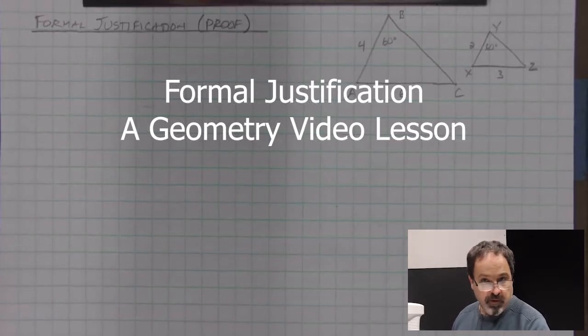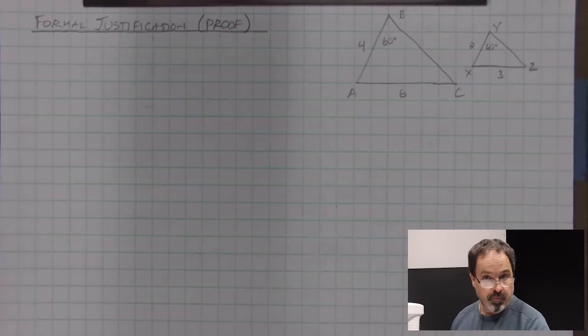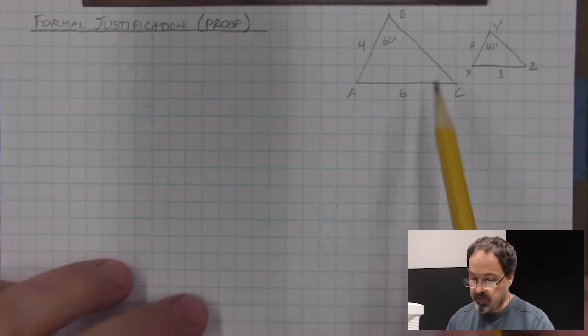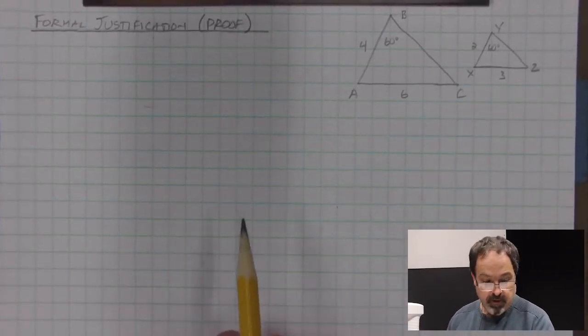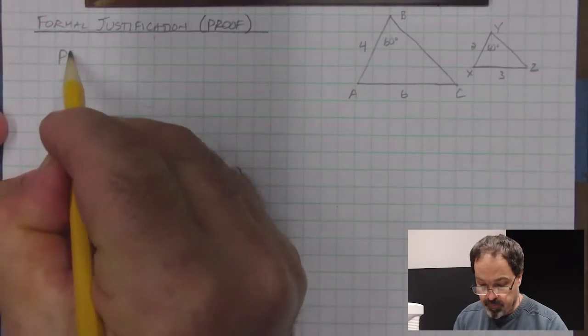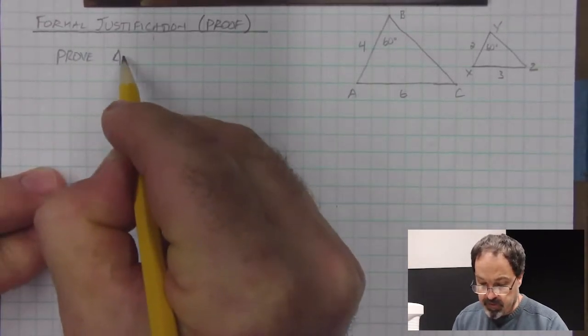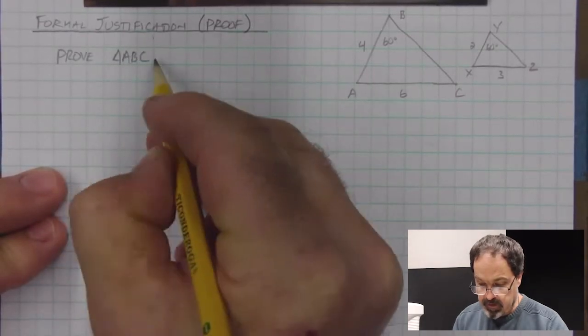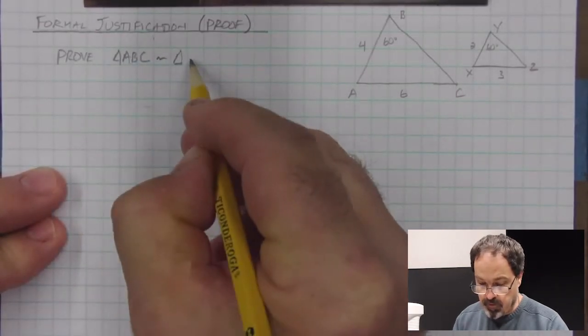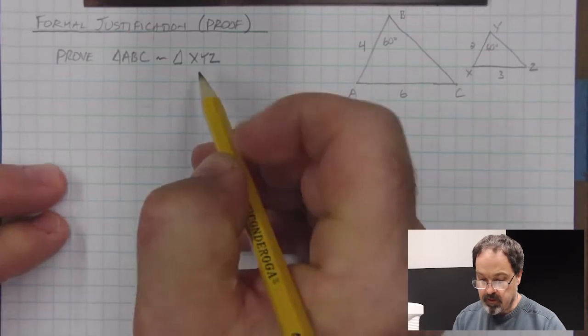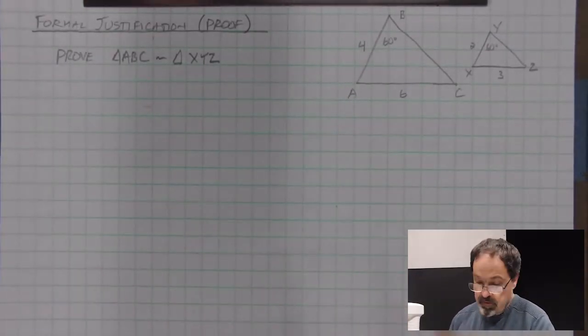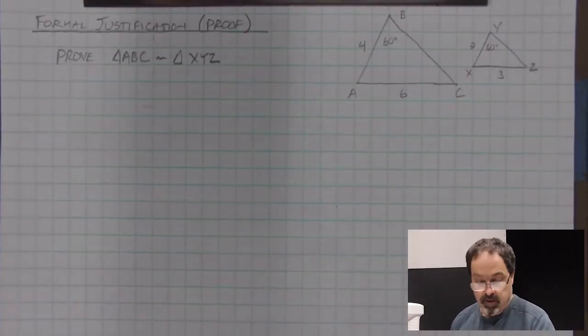VLSos here. This is a video lesson for geometry, formal justification, or proof. What I have here is a diagram of two triangles, and I am asked to prove that triangle ABC is similar to triangle XYZ.